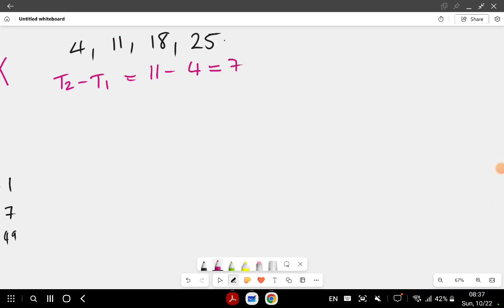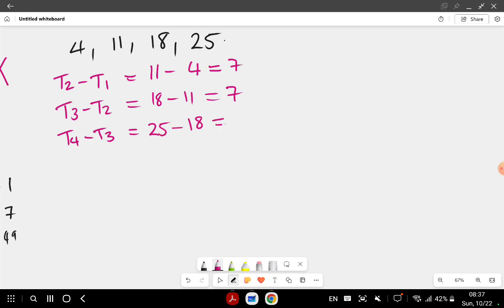Then we're going to say term 3 minus term 2, which is 18 minus 11, which is 7. Term 4 minus term 3, which is 25 minus 18, which should again be 25 minus 10 is 15 minus 8 is 7. All right.